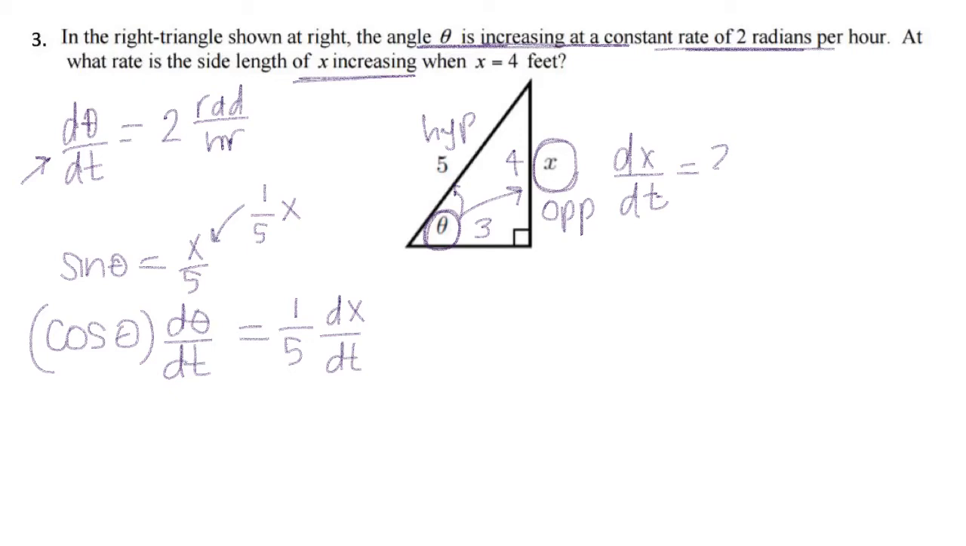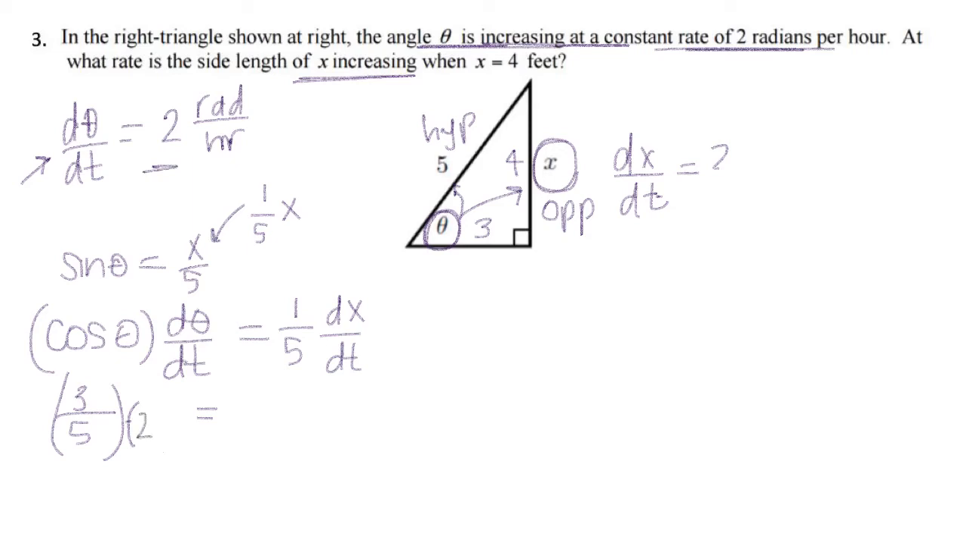So now let's talk about, well, what is cosine of theta? Well, that's where we're going to use that 3. And cosine of theta is going to be 3/5 times d theta dt equals 1/5. Oh, wait, we know d theta dt, don't we? Oh my goodness. So let's go back. What do we know about d theta dt? D theta dt is 2, isn't it?